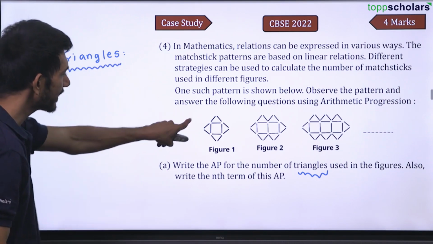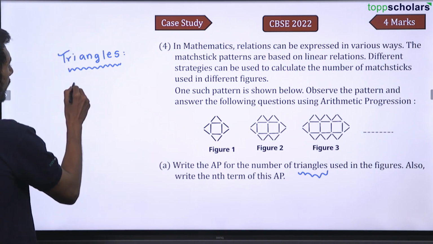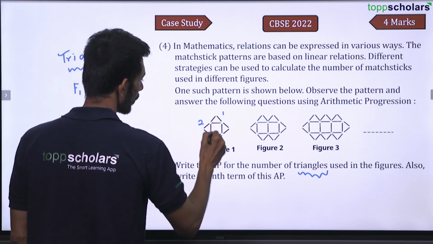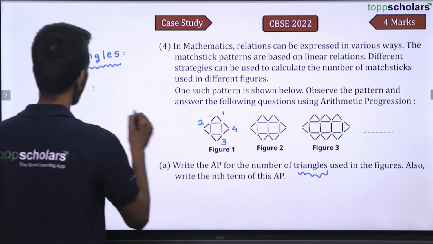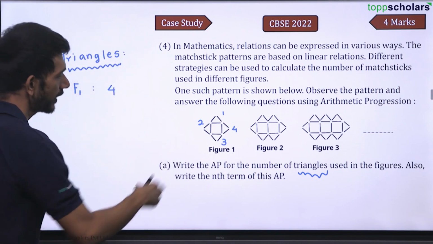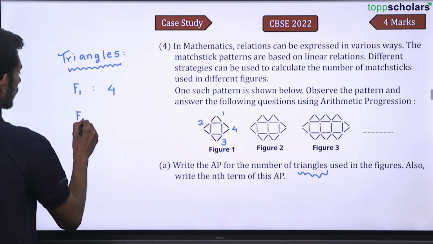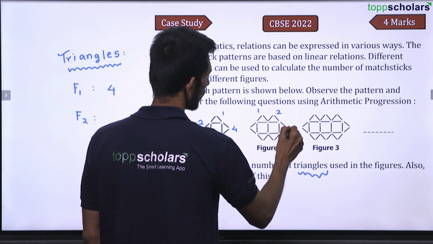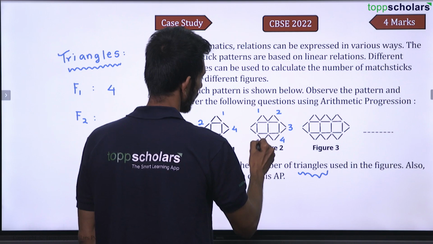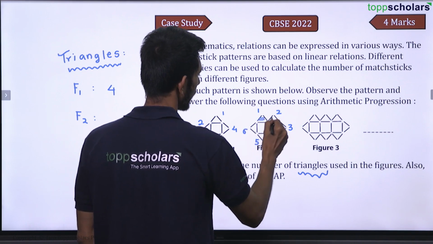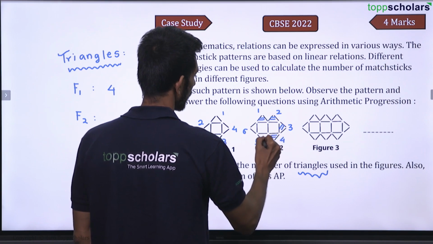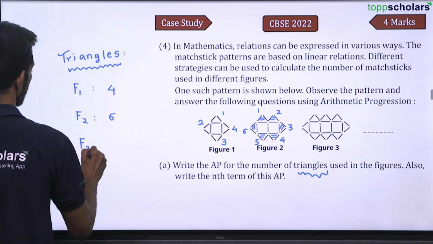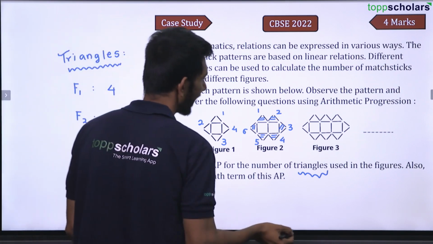Now here if you see how many triangles do you find in figure 1. So if I talk about figure 1, I'm calling it as F1. In figure 1 I have 1, 2, 3, 4. Can I say in figure 1 I have 4 triangles? If I talk about figure 2, in figure 2 we have 1, 2, 3, 4, 5, 6. In figure 2 there are 6 triangles. In figure 3, how many triangles are there?